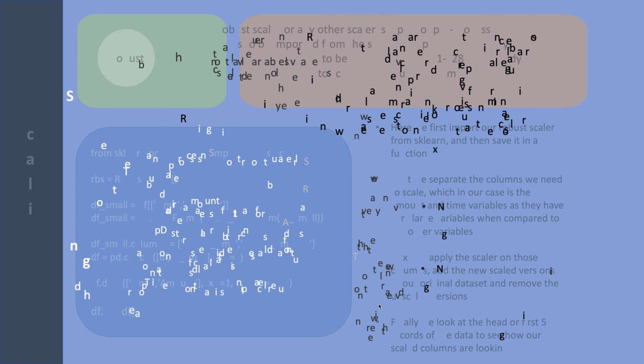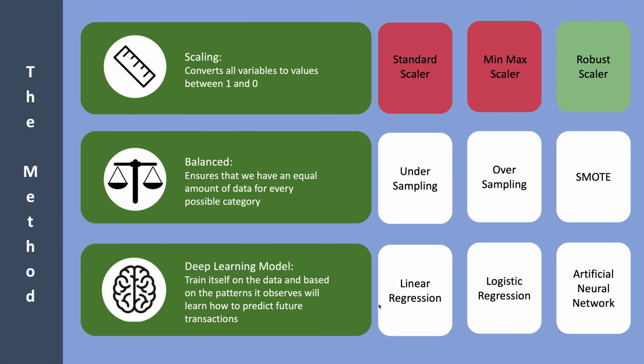Next, to deal with our imbalanced data, we will obviously have to balance it, and there are once again three main approaches: undersampling, oversampling, and oversampling using SMOTE.